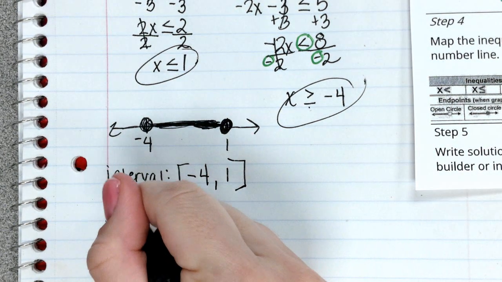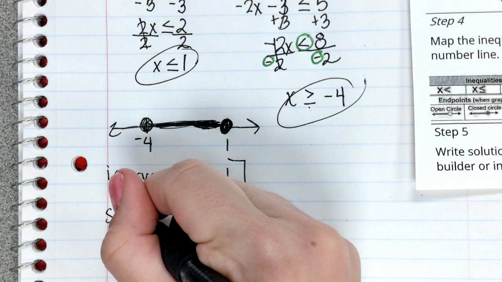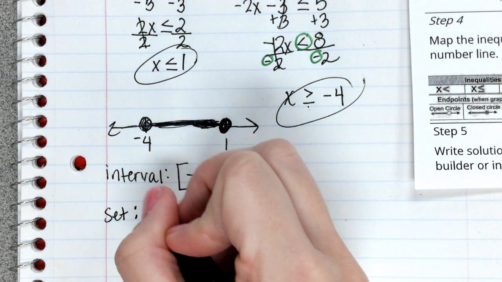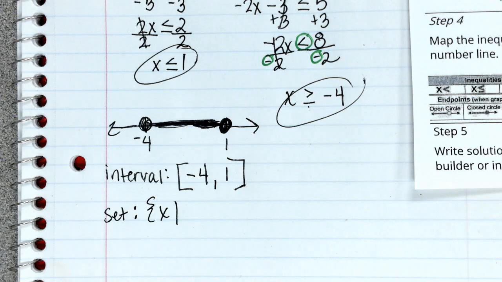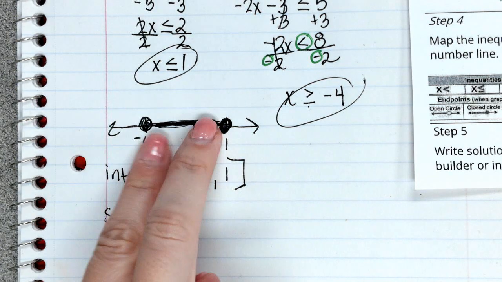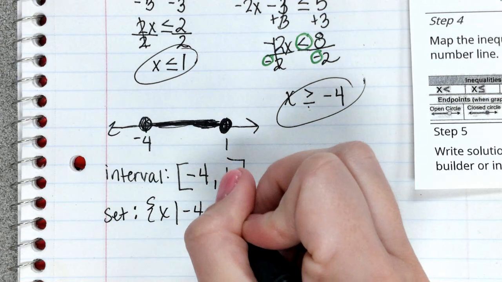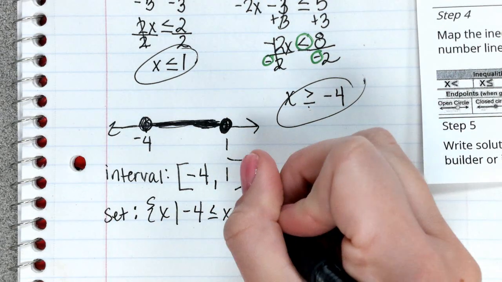Okay? If I want set notation, this one would be the set of all x such that x is in between, right? The shaded region is in between negative 4 and 1. So negative 4 is less than or equal to x is less than or equal to 1.